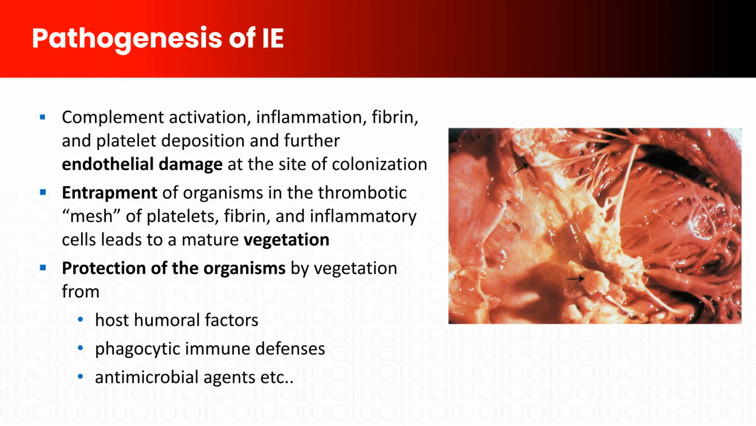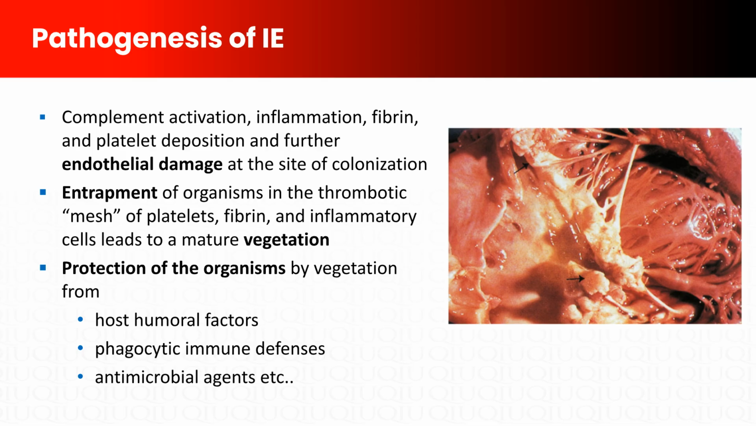Once bacteria have adhered to the NBTE lesion, a cascade of events leads to mature vegetation formation. First, complement activation occurs. The immune system recognizes the bacteria and activates complement proteins, triggering inflammation at the site. This inflammation leads to further fibrin and platelet deposition. More inflammatory cells are recruited to the area, and additional endothelial damage occurs at the colonization site. It's a vicious cycle. Infection causes inflammation. Inflammation causes more damage. More damage creates more surface for bacterial adherence.